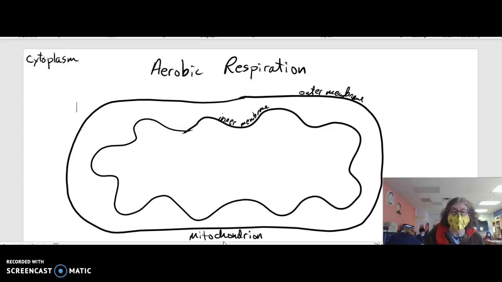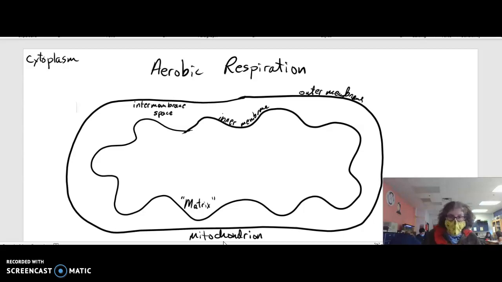And these two membranes create two very important compartments or spaces within the organelle. The innermost compartment is called the matrix. The outermost compartment, where a lot of very important things happen, is called the intermembrane space. So intermembrane space is out here.